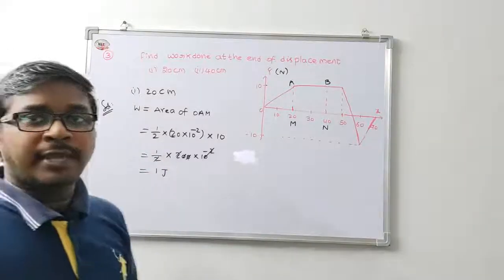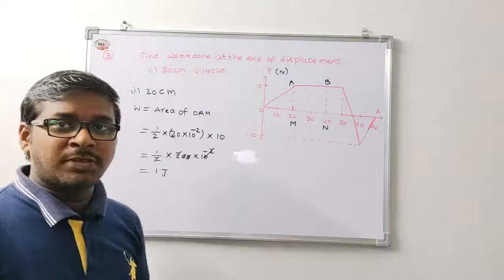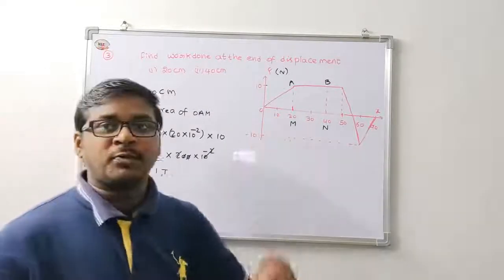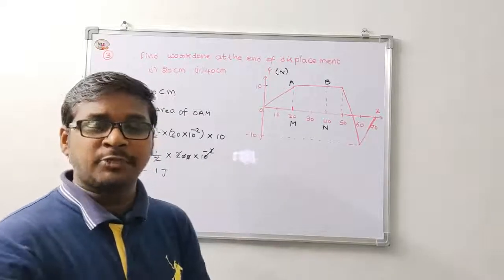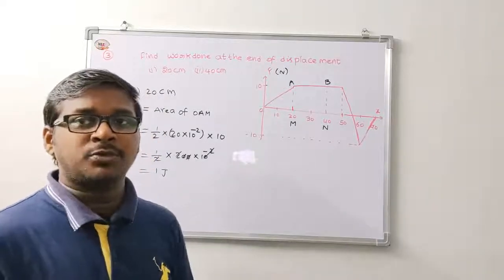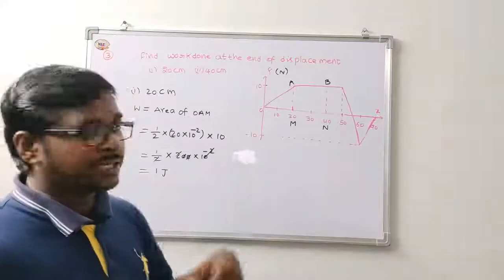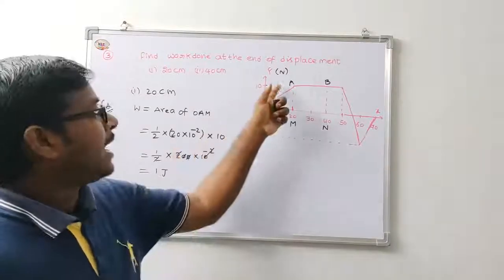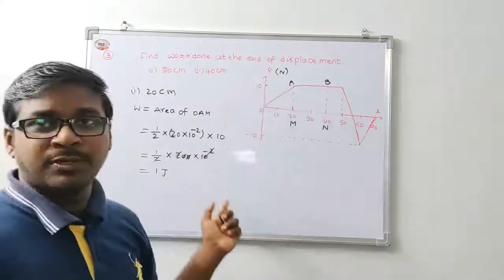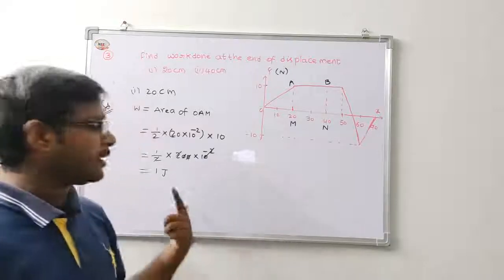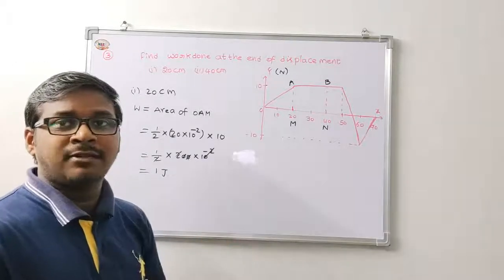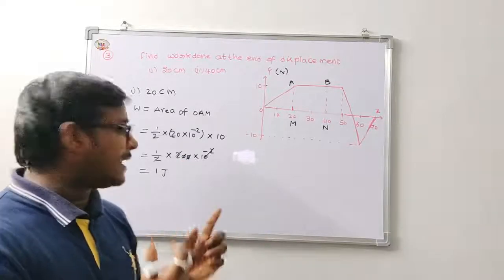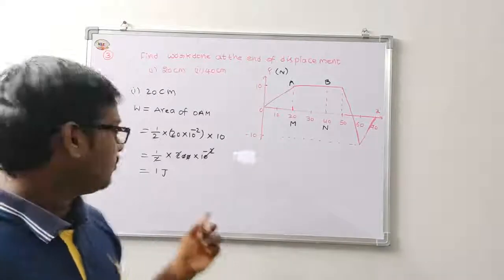The area of the triangular shape OAM, the area of a triangle formula is half into base into height. The base is 20 centimeter, to get it into meter, 20 into 10 power minus 2 meter, into height. The force is 10 Newton. 20 into 10 is 200, 200 into 10 power minus 2, that is 200 by 100. The twos cancel, so the remaining is 1 into joule, 1 joule.